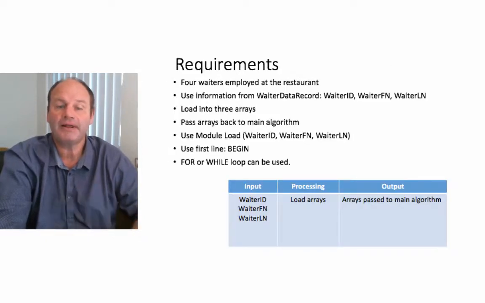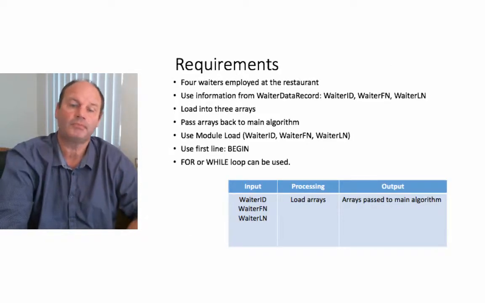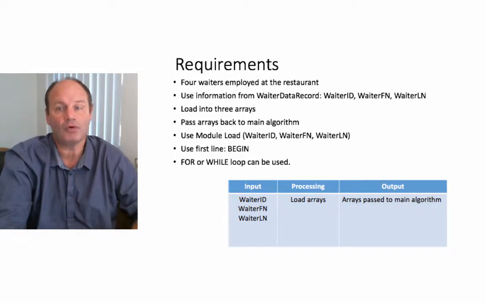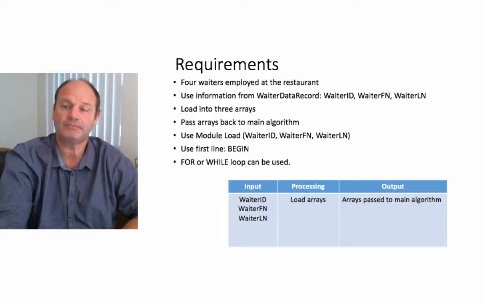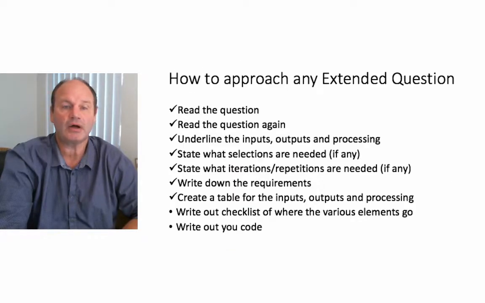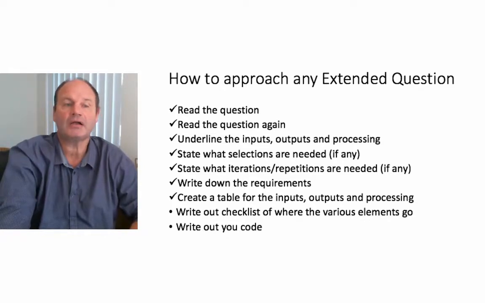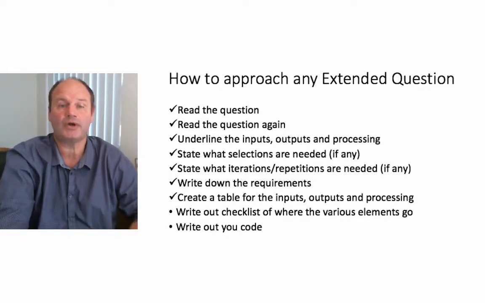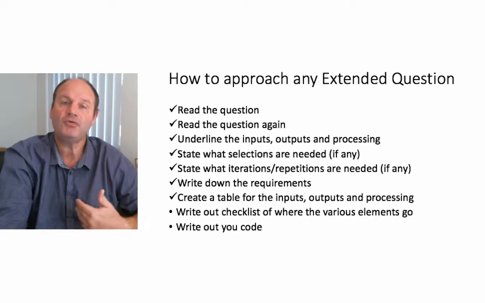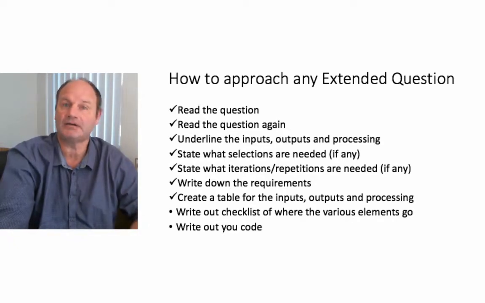Here are my completed requirements and table. We could use a for loop in this question as we know the number of waiters and waitresses. Now we are on to our checklist at the bottom of page 2. Think about what parts you're going to need to solve this question. When you're ready, move on to the next slide to see my suggestions.